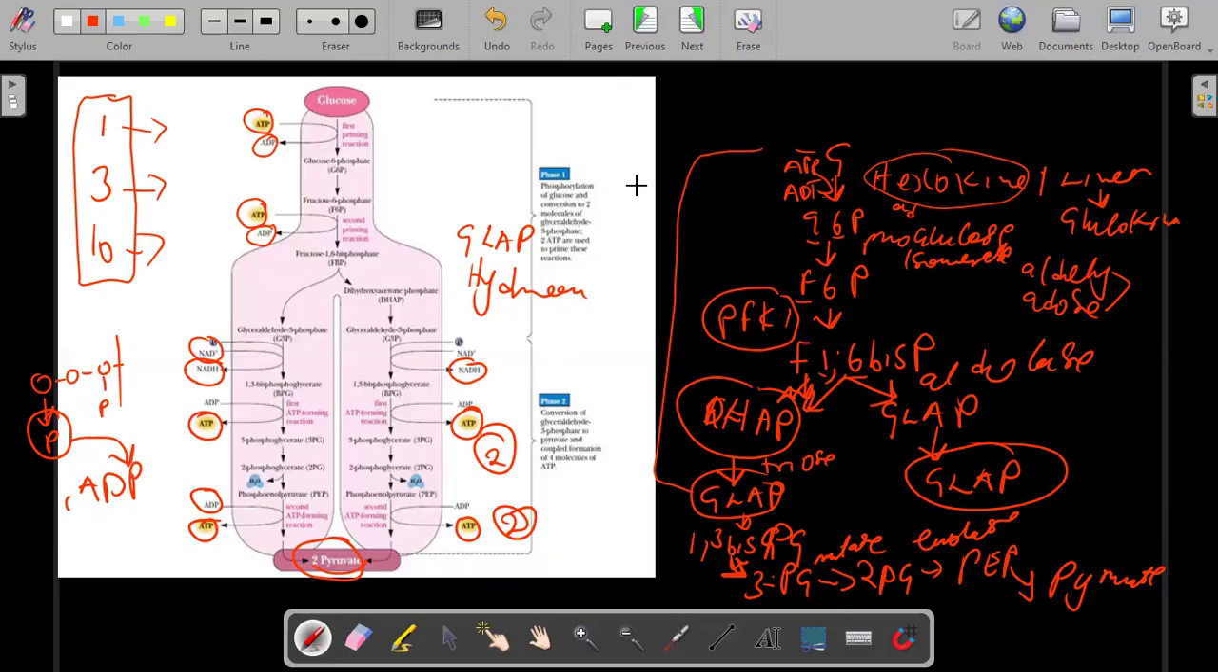Before I go to the regulations, I'll be fast when talking about them. Are we clear on the entire pathway?